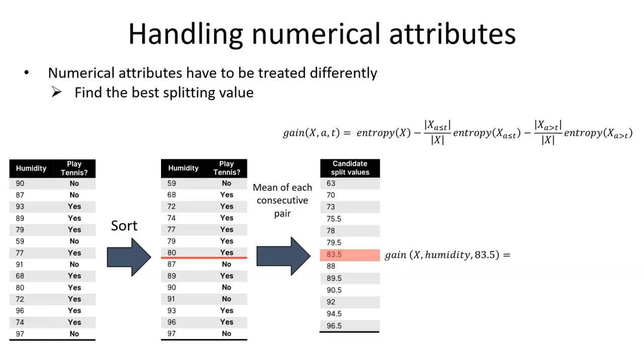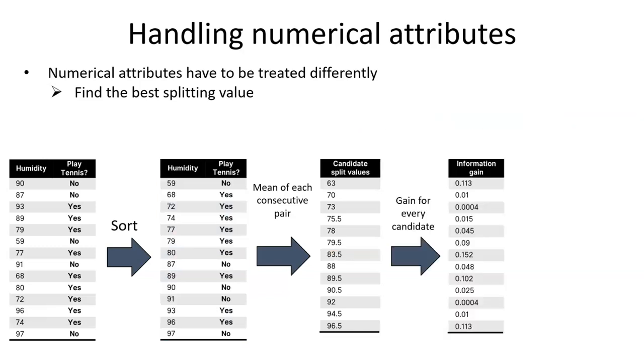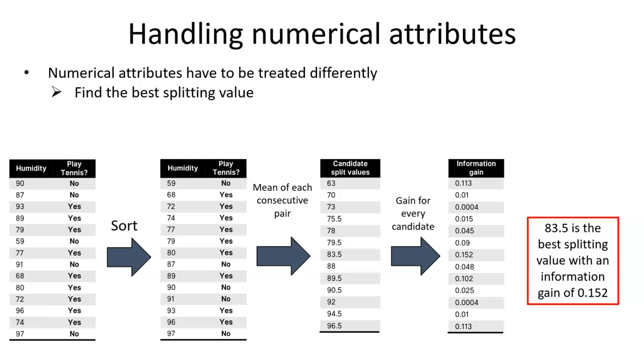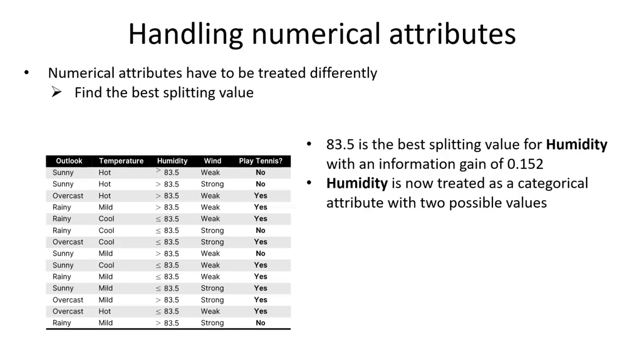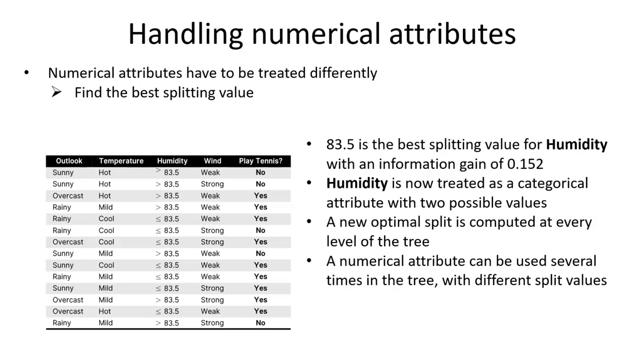And then we have this one. So you can see how we deal with the numerical values. Here the gain is 0.94, and you can see how things change with the criteria. 83 is the best splitting value with an information gain of 0. And then 83.5 is the best splitting value for humidity with an information gain of 0.152. So these are some more information.